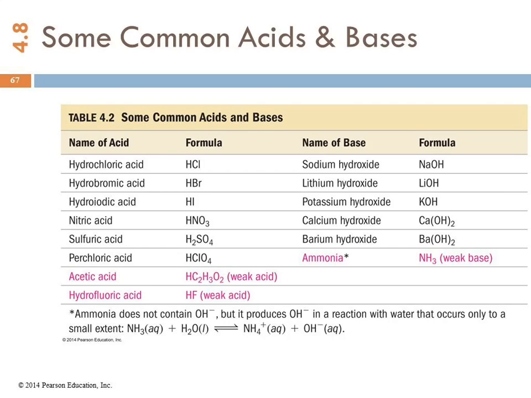Common acids and bases. These are the strong acids, those guys right there. You need to remember which ones they are. Strong acids: hydrochloric acid, hydrobromic acid, hydroiodic acid, nitric, sulfuric, and perchloric.